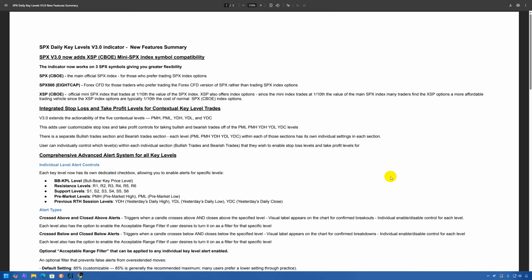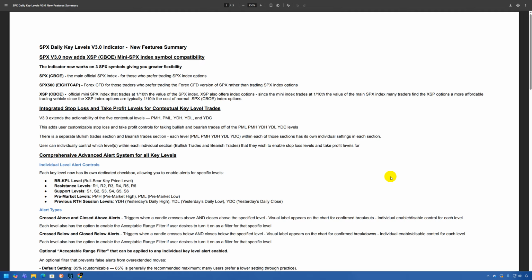There is a separate bullish trade section and bearish trade section. Each of these levels within each section has its own individual settings. So the user can individually control which of those levels, within bullish trades or bearish trades, they wish to enable stop loss levels and take profit levels for.